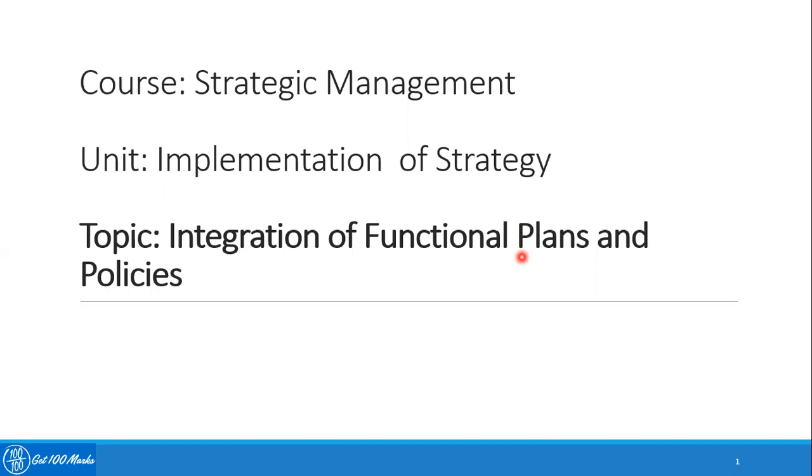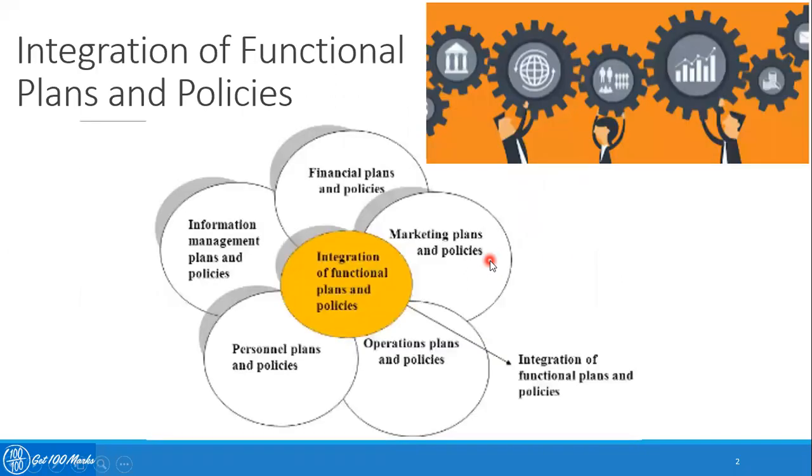In this video, we will look at integration of functional plans and policies. What do we mean by integration of functional plans and policies? It means we have in an organization different functional plans such as financial plans and policies, marketing plans and policies, operational plans, personnel or HR plans, then information plans, etc. So all these policies have to be integrated and they have to work as a single unit. That is what we mean by integration of functional plans and policies.